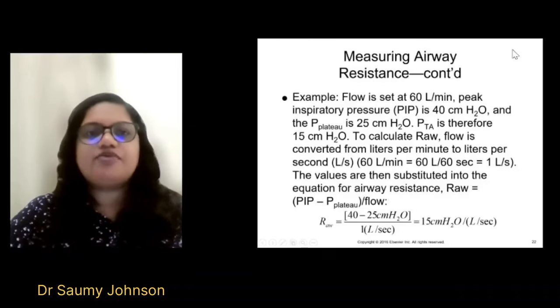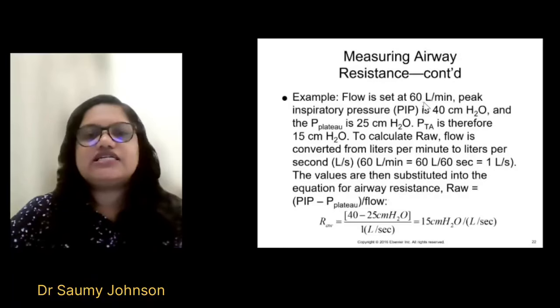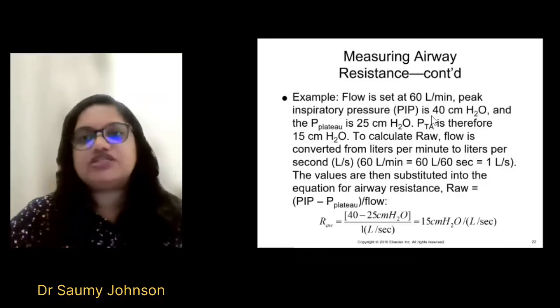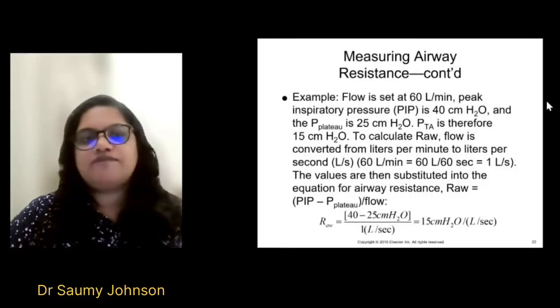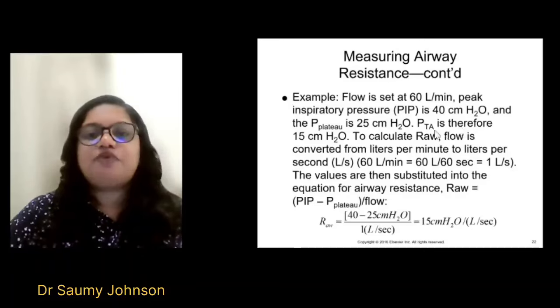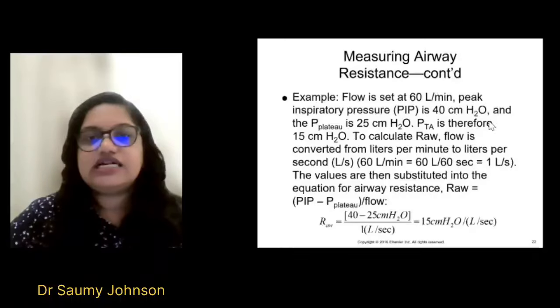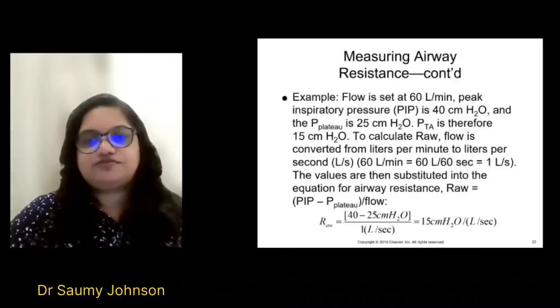So let us take an example of measurement of airway resistance. For example, flow is set at 60 liters per minute, and peak inspiratory pressure, which is the maximum pressure during the inspiration, PIP, is 40 centimeters of water, and P plateau is 25 centimeters of water. Now, PTA is therefore 15 centimeters of water. We had learned that PTA is PIP minus P plateau.